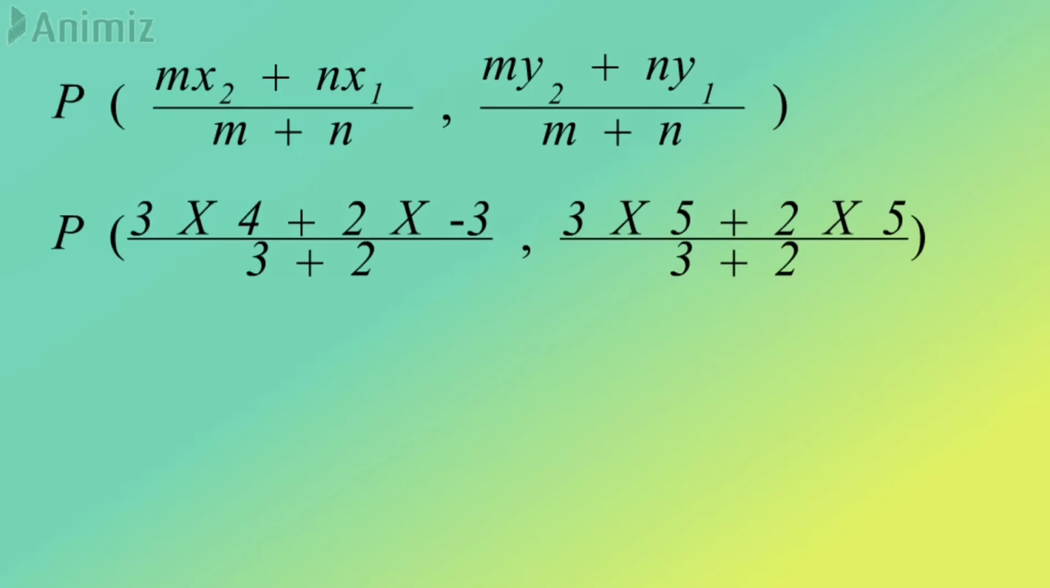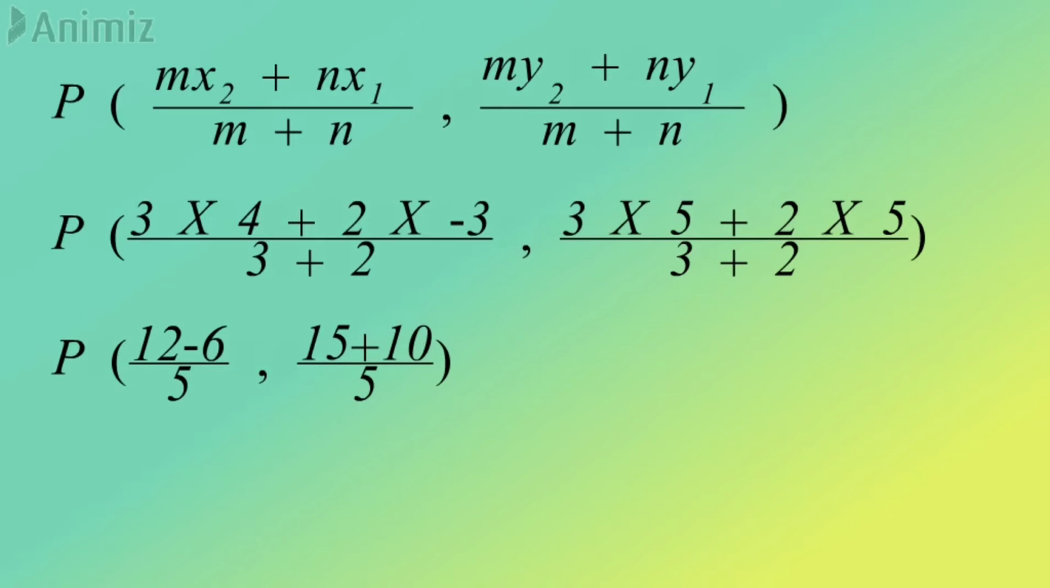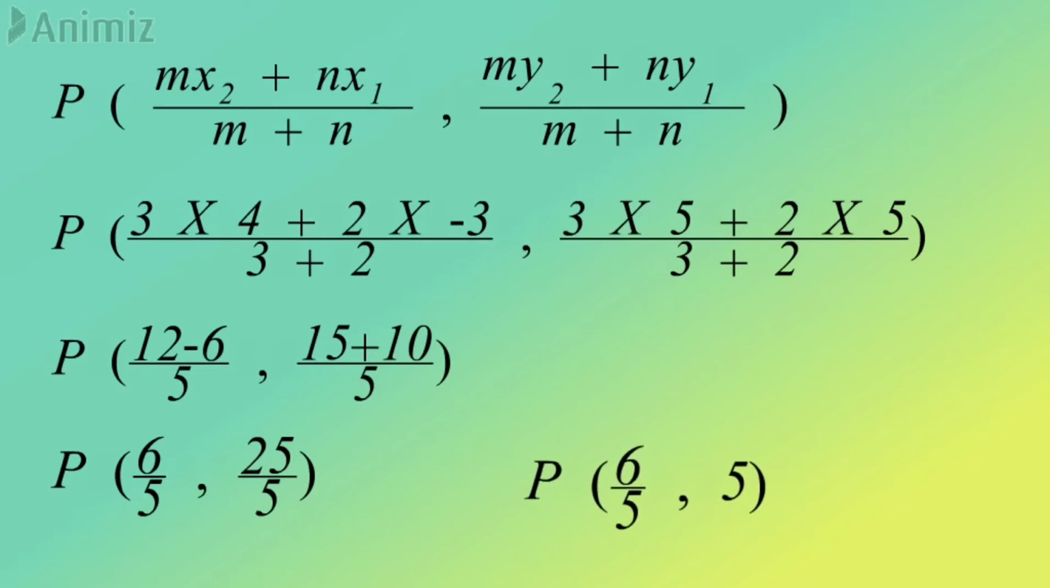Now, on simplification, what you will get, students? Yes, (12 minus 6) by 5 and (15 plus 10) by 5. Further solution will give you 6 by 5 and 25 by 5. You can reduce 25 by 5. Then final coordinates of P are 6 upon 5, 5. So substitution is the main part in the section formula. When you substitute properly, you will get the coordinates in a proper way.